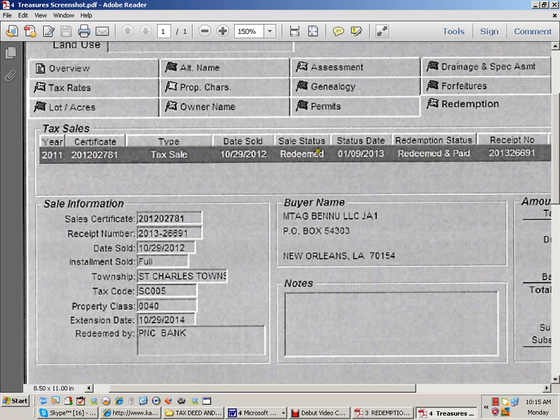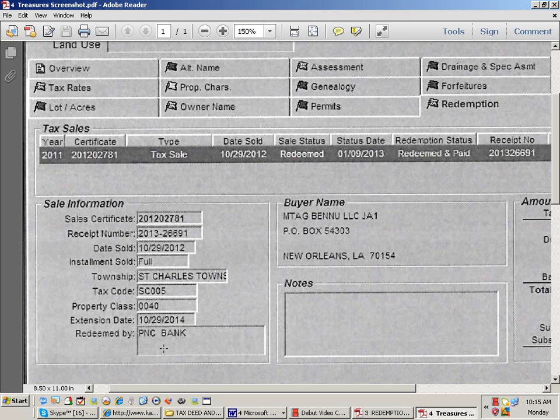date, status, receipt number, sales status. Now this says it's been redeemed. It's been redeemed, right? And it's got a receipt number for it, 2013 36691. So that's what the sales information is here, right? And it says it was redeemed by PNC Bank, who filed the foreclosure case on our property. They want to have everything in one hands, it looks like to me.